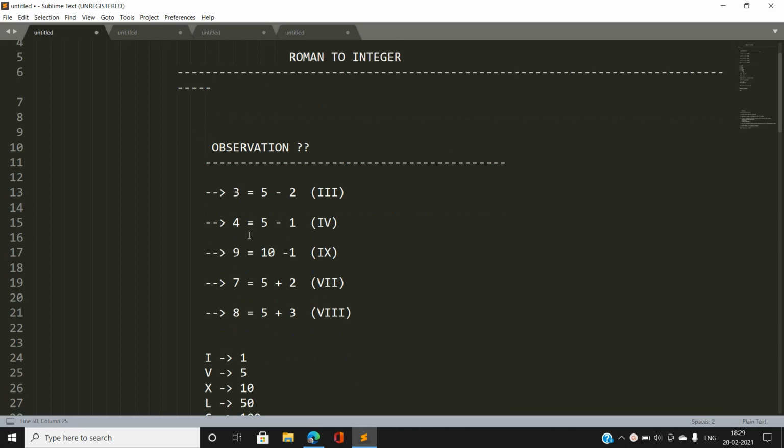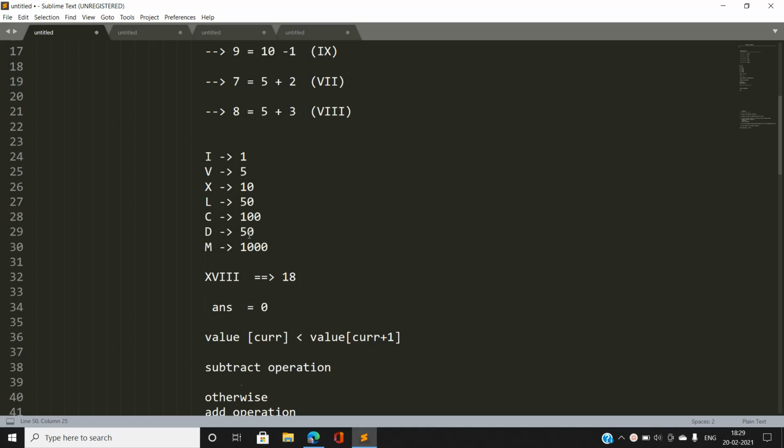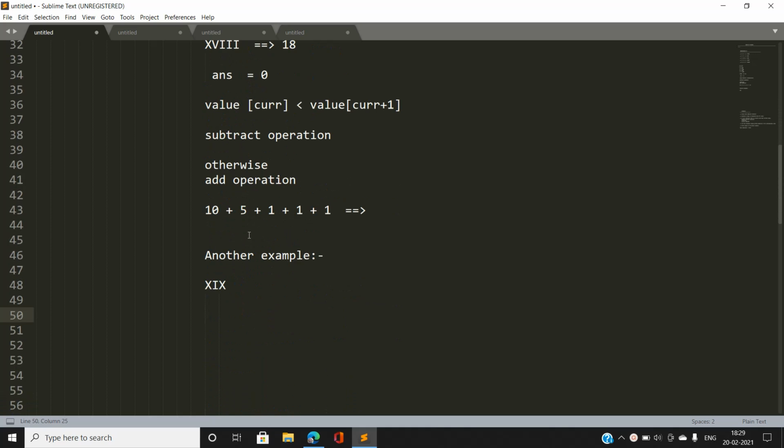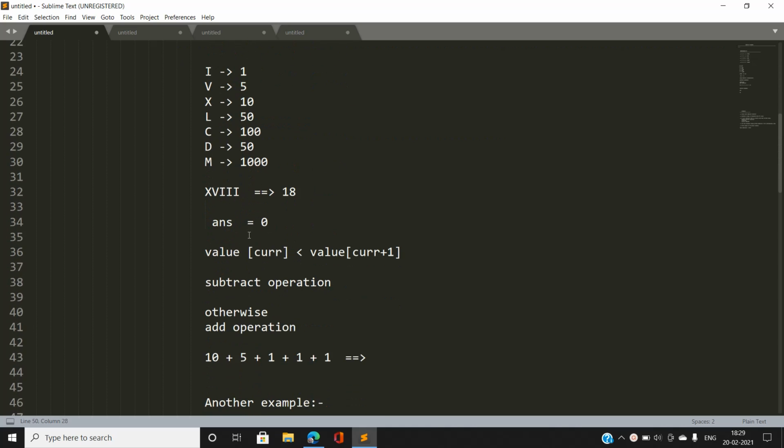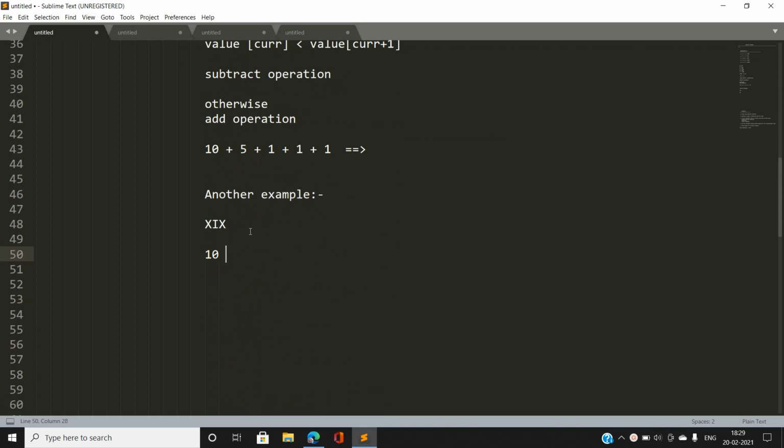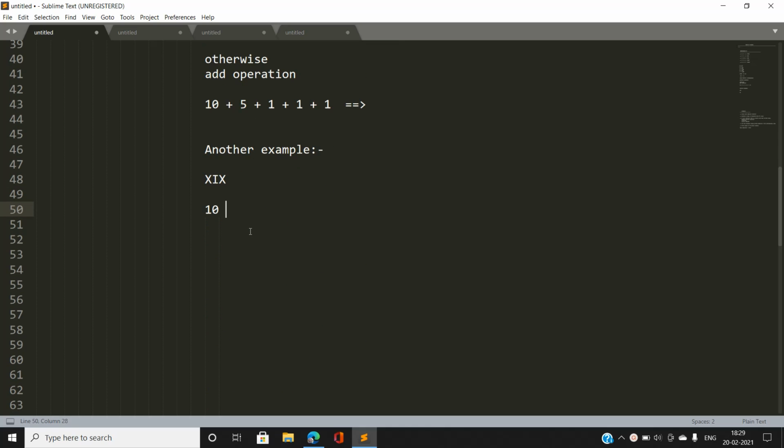Okay, then what I am going to do is, the value of X is 10, and 10 is greater than I, so I am going to do the add operation. So I am going to add 10. Now I's value is 1, X's value is 10, so 1 is less than 10, and I am going to do the subtract operation. So I am going to subtract 1. And again, for the last character, there is no next character, so I am always going to add its value, that is 10. So if we calculate this, you can see it is 19.